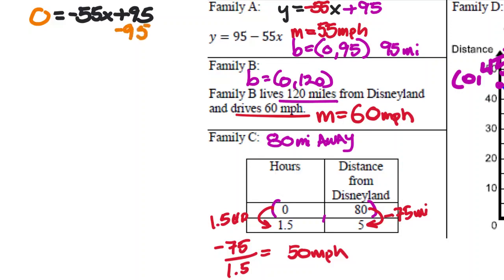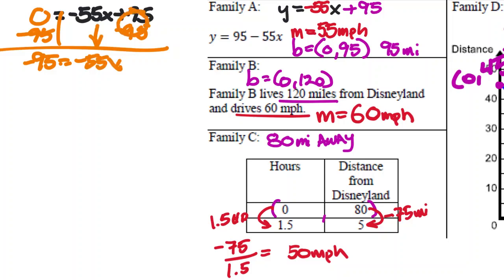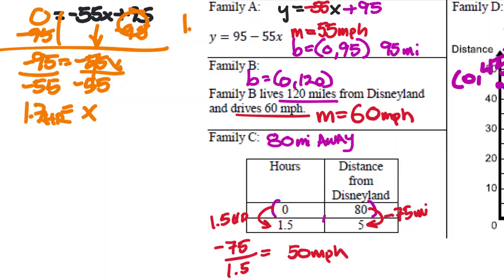I'm going to subtract 95 from both sides. It's just a 2-step equation. So I got negative 95 equals negative 55x, and the 95 minus 95 is 0. That's good. Divide both sides by the coefficient of x, negative 55. And x, that's how long it's going to take. 95 divided by 55, I'm going to use my calculator for that. I got 1.73-ish. I'll just put 1.7 hours. So that's family A. It's going to take them 1.7 hours to get to Disneyland.